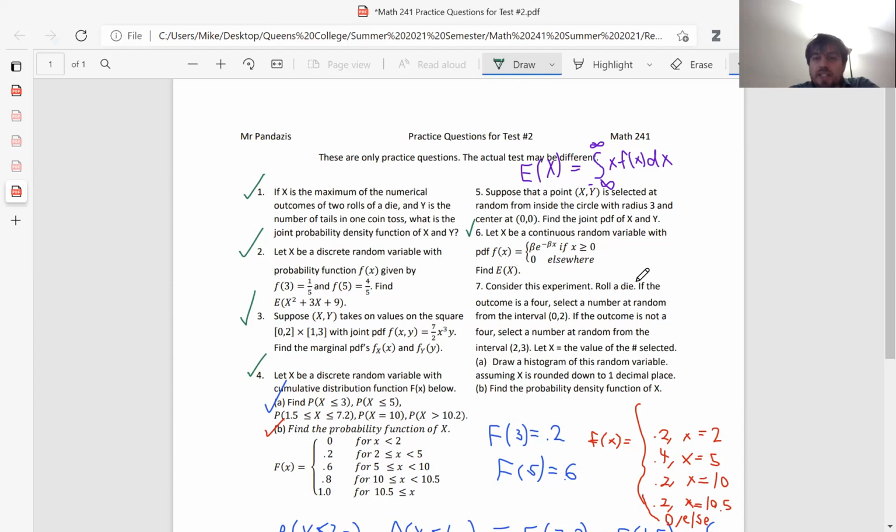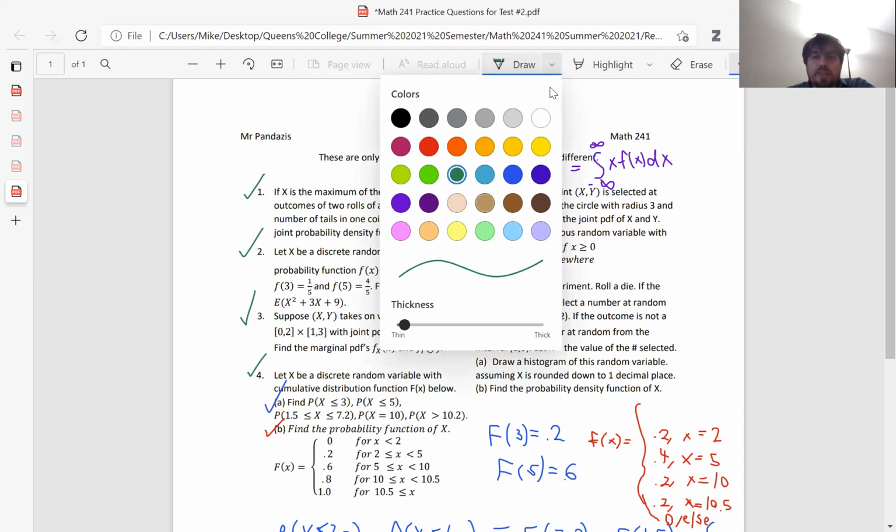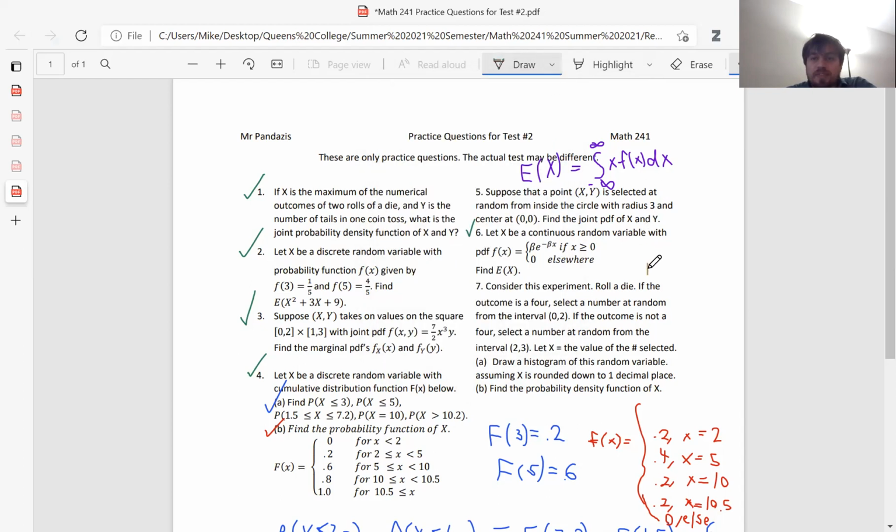Okay, you roll a die. The possibilities of rolling a die. If you select a 4, select a number at random from the interval 0, 2. I need a new color now. Let's use brown. So you have a number between 0 and 2. That's if the outcome of the roll is a 4. So if you roll a 4, you choose a number strictly between 0 and 2 randomly.